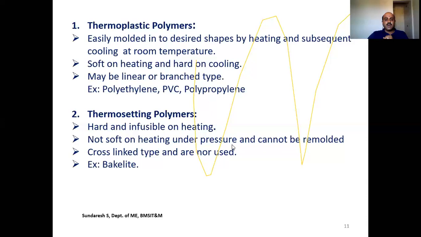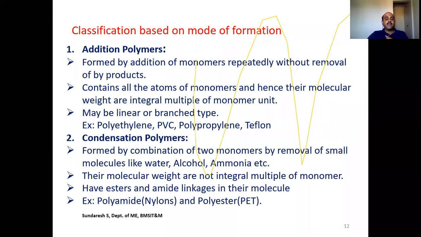Thermosetting polymers are hard and infusible on heating, and they do not soften on heating under pressure, and they cannot be remolded. These type of polymers are cross-linked type, and they cannot be reused. An example for such kind of polymers is bakelite.